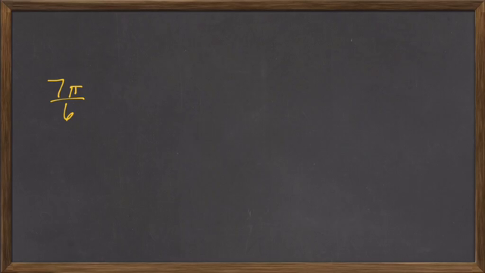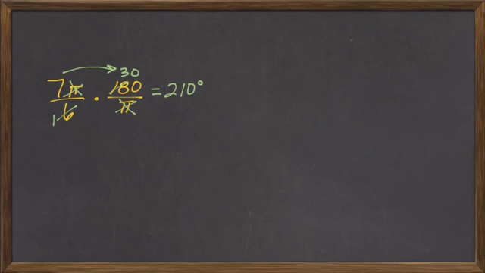The ratio that you need to change it from radians to degrees is multiplying it by 180 over pi. What that does is it gets rid of pi, because you can cross those out. Then you can cross-reduce with 6 and 180. 6 goes into 180 30 times. And then 7 times 30 equals 210 degrees.